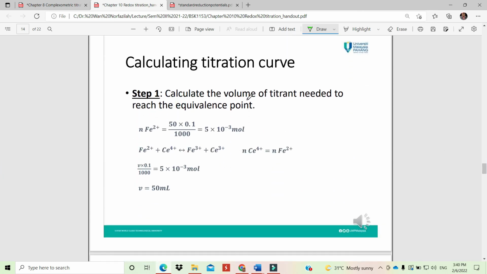Step 1, you need to calculate the volume needed to reach the equivalent point. The number of moles should be the same for both species. You are given the volume and concentration of iron 2 plus, so you can get the number of moles. Looking at the equation, 1 mole of iron 2 plus reacts with 1 mole of cerium 4 plus, so the number of moles will be the same. Since the number of moles is the same, we can calculate the volume because we have the concentration of cerium. After calculating, you will get 50 ml.